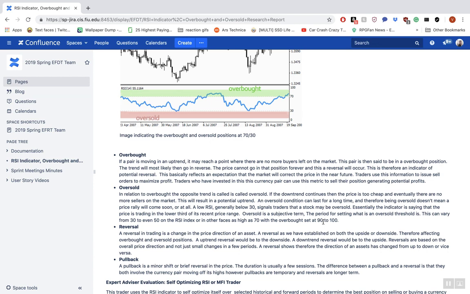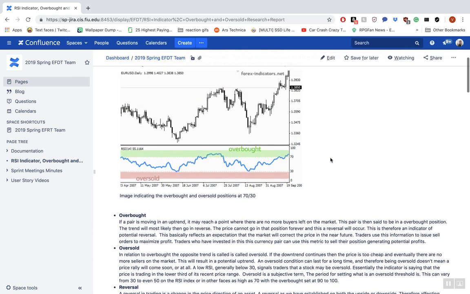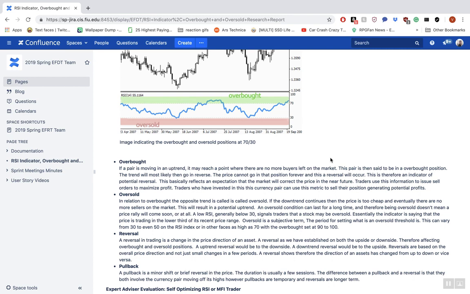So that means that if it's in an overbought position, it's more than likely, not 100%, to move in reverse, right? And this basically reflects the expectation that the market will correct the price in the future. And traders or expert advisors use this information to sell orders at this point to make a profit. And it's traders who typically invested in this currency pair who use this metric to sell their position from an earlier buy-in. Now, that leads to the opposite end of the scale, which is the oversold position.